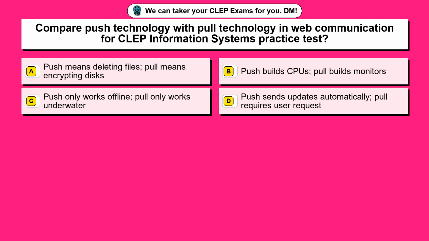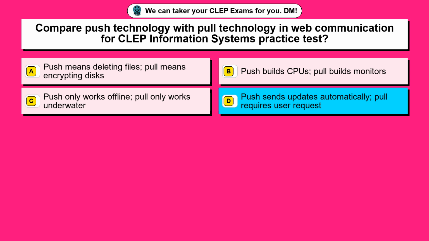Question 30. Compare push technology with pull technology in web communication for CLEP Information Systems practice test. Option A, push means deleting files, pull means encrypting disks. Option B, push builds CPUs, pull builds monitors. Option C, push only works offline, pull only works underwater. Option D, push sends updates automatically, pull requires user request.